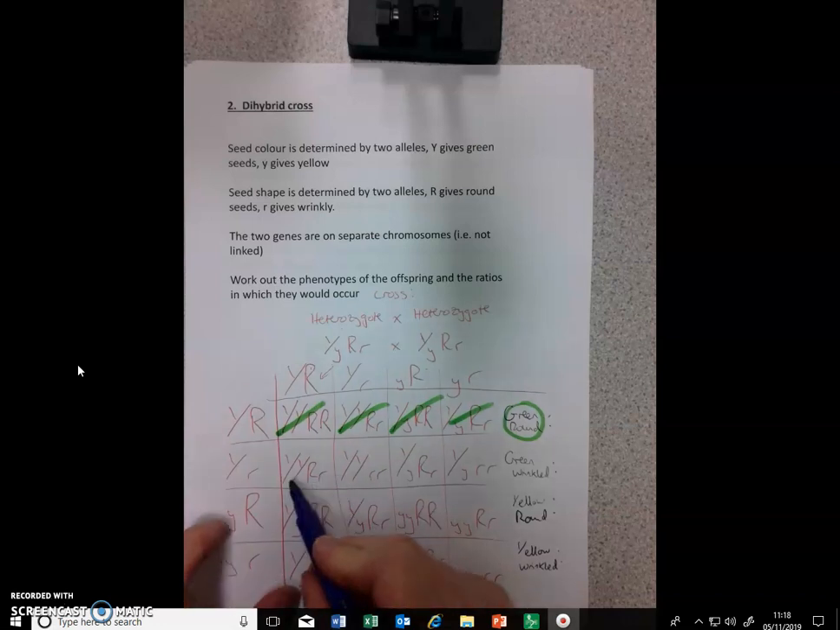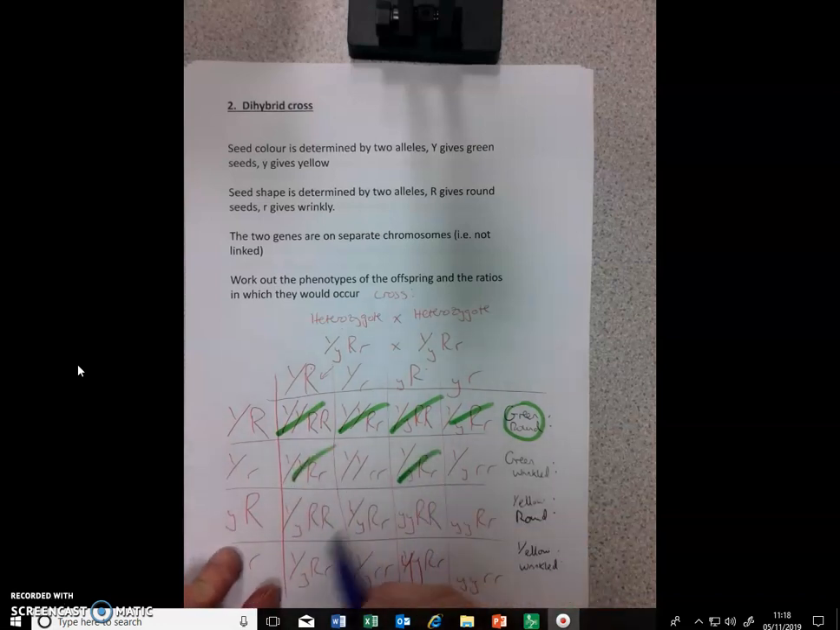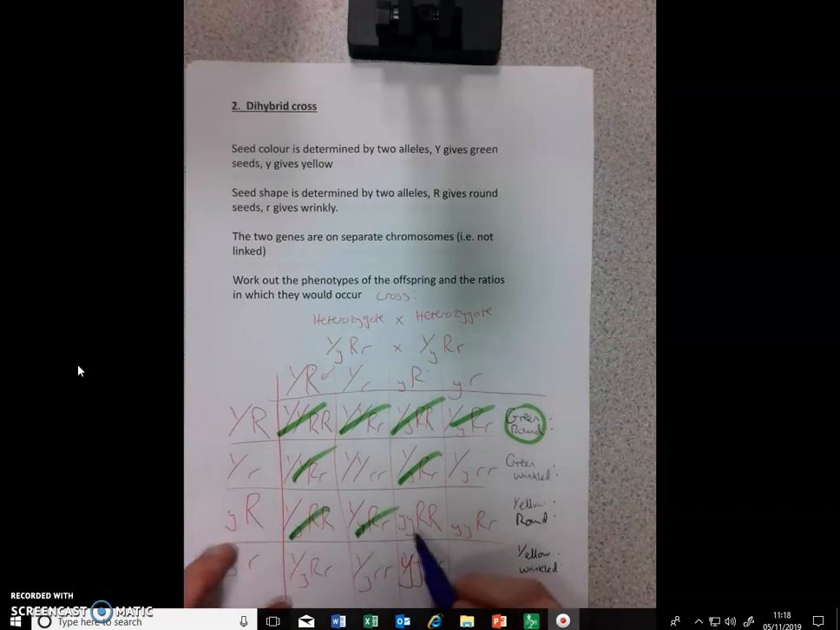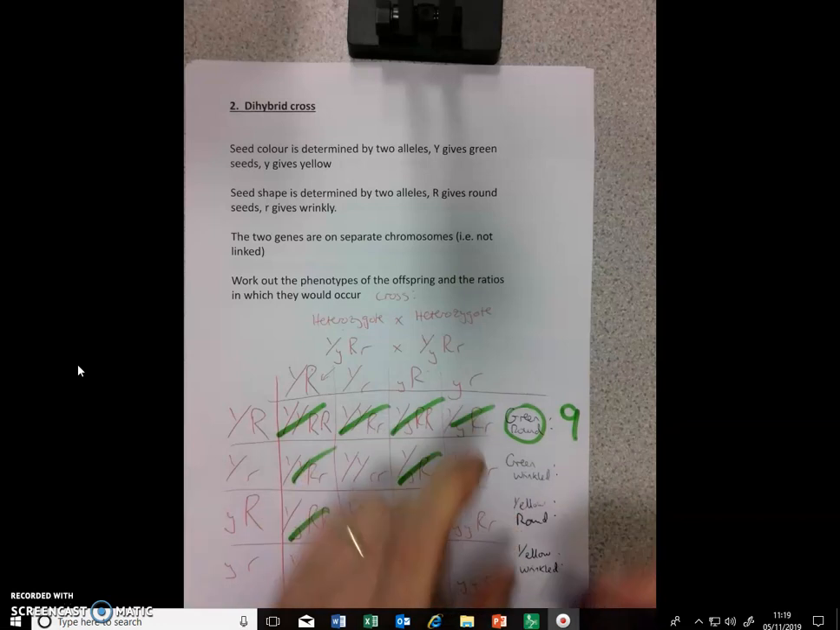That will get it. That one, not that one, because that one won't be round, but that one will. That one will. That one will. Not that one. Not that one. That one will. And that's about it. So let's count them up. 1, 2, 3, 4, 5, 6, 7, 8, 9. And there are 9 of those.